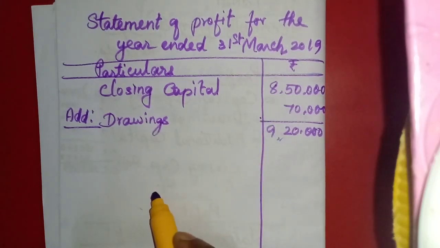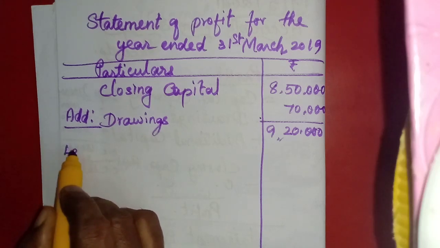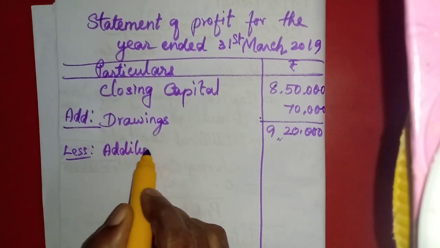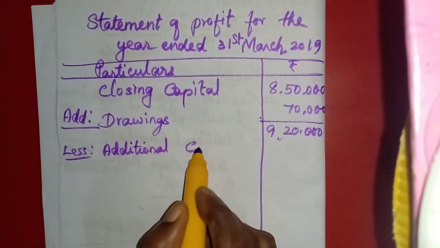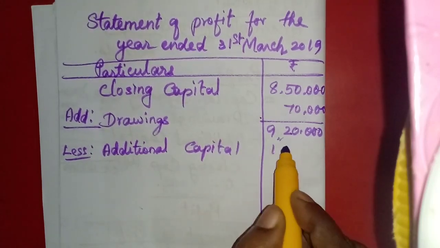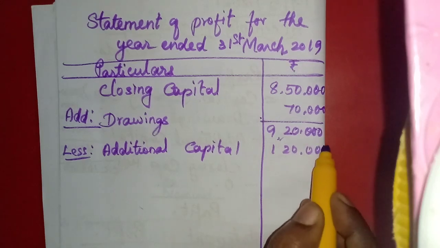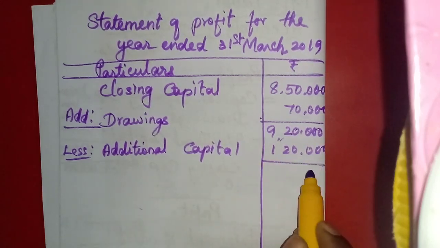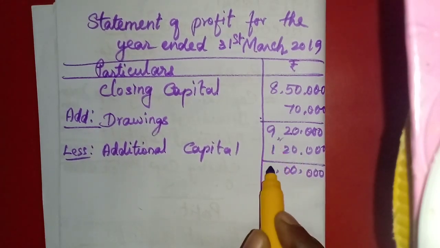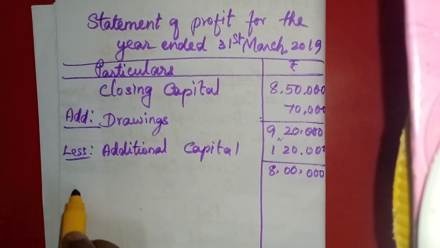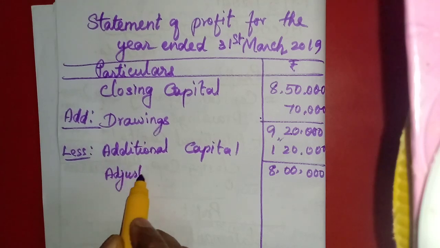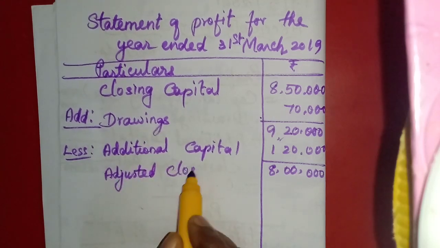So 9,20,000. Less additional capital. You have to write neatly. Additional capital introduced during the year, 1,20,000. Less, deduct. 2 minus 2, 0. 9 minus 1, 8. Then this is called adjusted closing capital, that you have to write.